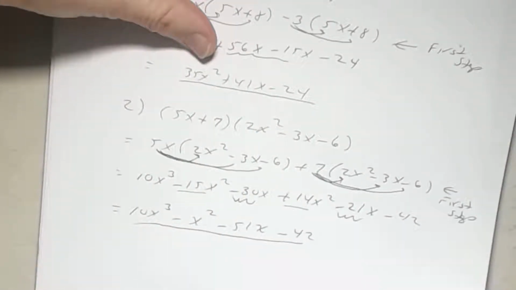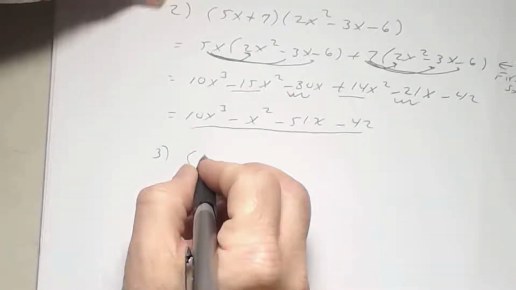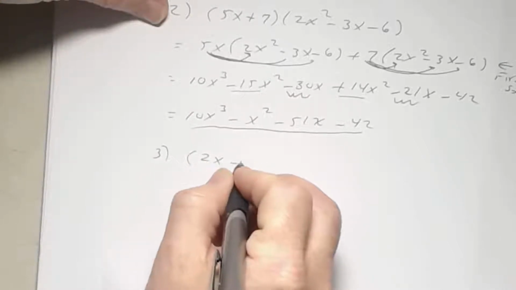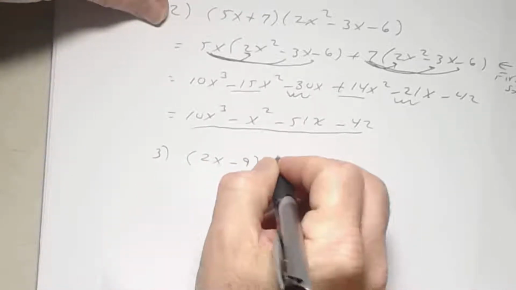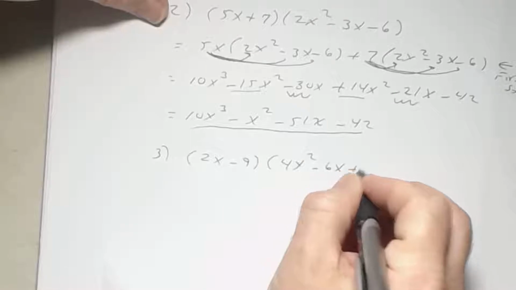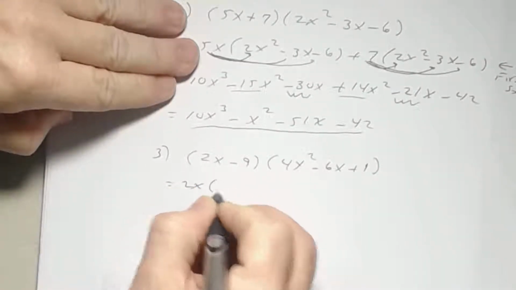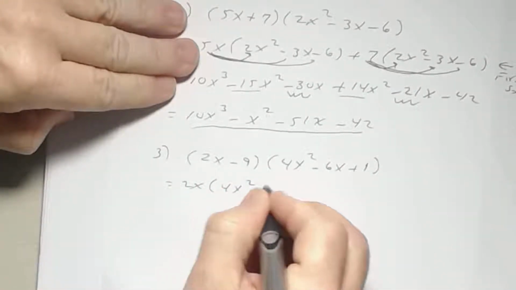Okay? All right, and then let's do one more where we have a binomial times a trinomial. So number 3, suppose you had 2x minus, let's say 9, times 4x squared minus 6x plus 1. Same thing. All right, what will be your first step, though? What would you write on that worksheet that we're looking at? What would be that first step you would have to say to get full credit? 2x times the trinomial, correct? 4x squared minus 6x plus 1.